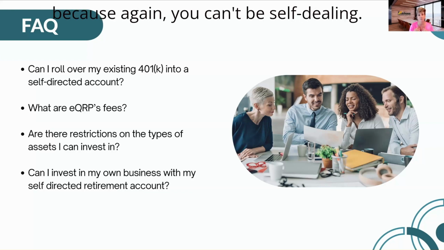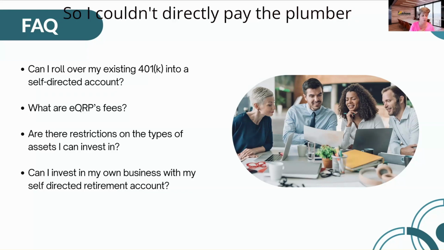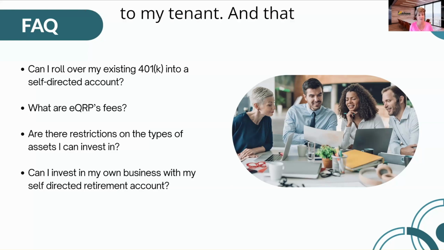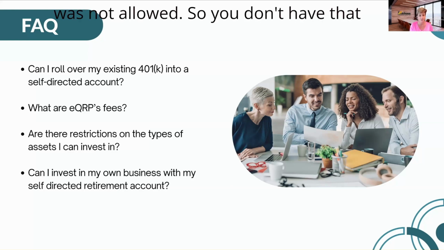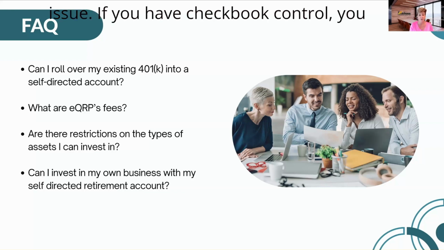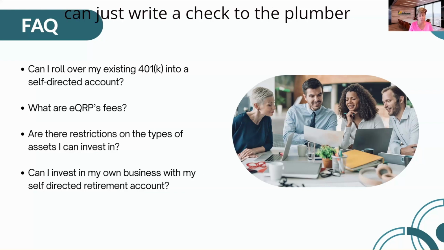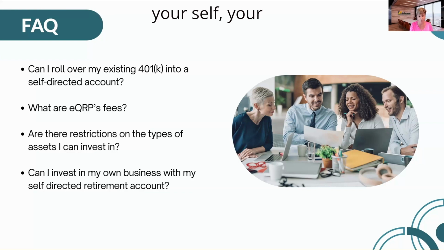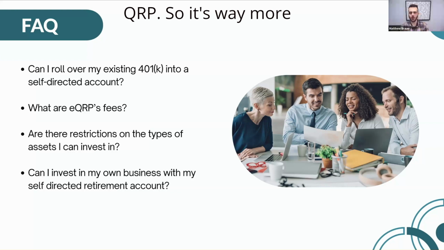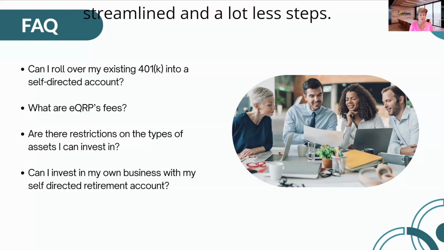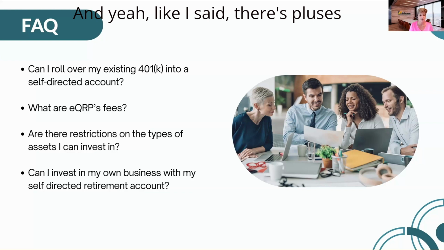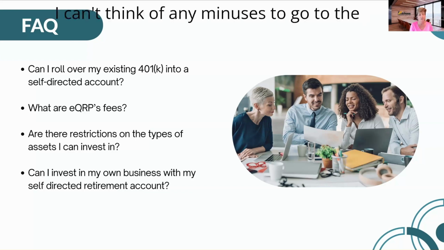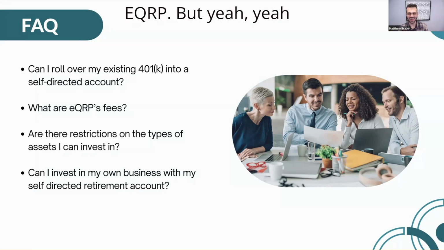Because again, you can't be self-dealing. I couldn't directly pay the plumber because it's my unit that I'm renting to my tenant, and that was not allowed. You don't have that issue if you have checkbook control. You can just write a check to the plumber because the checkbook is in the name of your QRP. So it's way more streamlined and a lot less steps. Like I said, there are pluses and minuses to each, but actually, I can't think of any minuses to going with the EQRP.